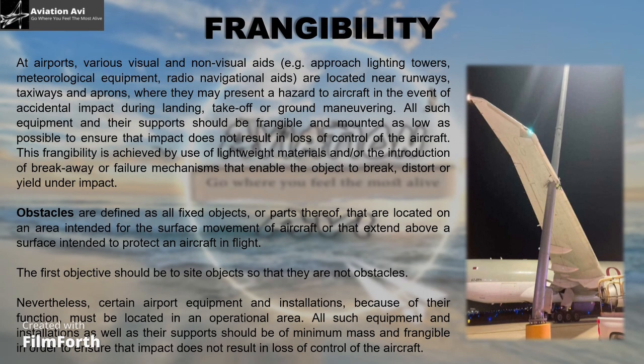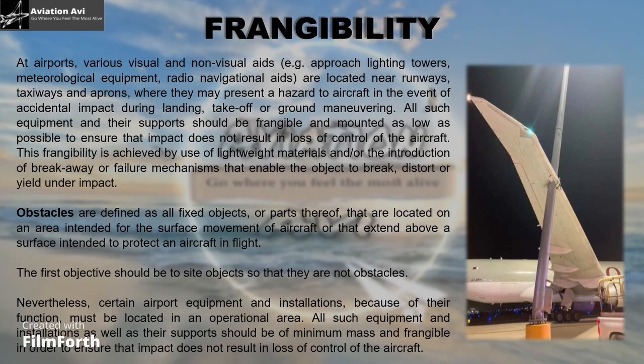At airports, various visual and non-visual aids, for example approach lighting towers, meteorological equipment, radio navigational aids, are located near runways, taxiways and aprons, where they may present a hazard to aircraft in the event of accidental impact during landing, takeoff or ground maneuvering. All such equipments and their support should be frangible and mounted as low as possible to ensure that the impact does not result in the loss of control of the aircraft. This frangibility is achieved by the use of lightweight materials or the introduction of a breakaway failure mechanism that enables the object to break, distort, or yield under impact.